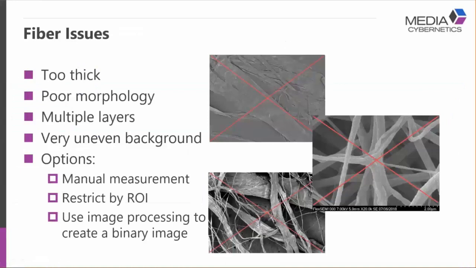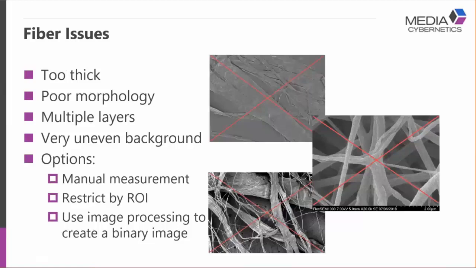Finally, a couple of issues. Here's a couple of examples of fibers that really don't work well for automation. They're too thick. You can see it here. It's broken up. It's massive across. Poor morphology. Things are ill-defined. It's really hard to see where that fiber is. Multiple layers. Again, just a simple example. You have 1, 2, 3, at least 4 fibers on top of each other. Trying to take automated measurements on that is going to be difficult at best. And you'll probably have a number of errors that you're going to have to go through and correct.